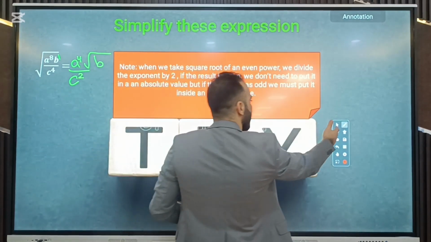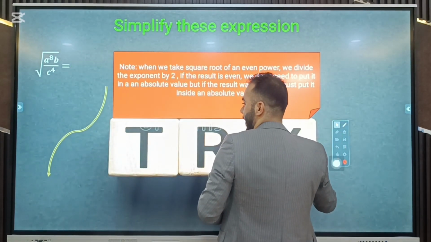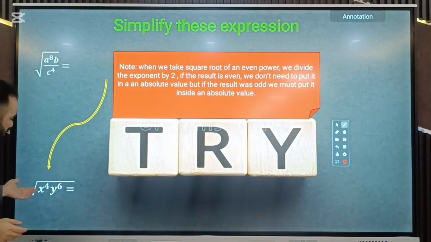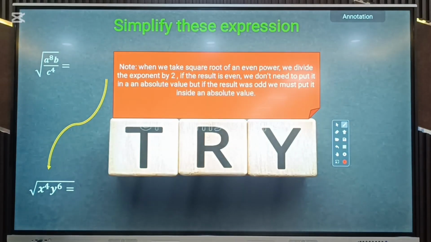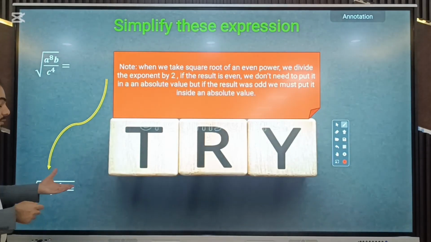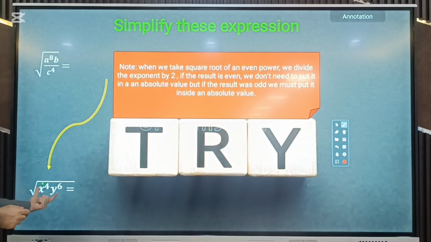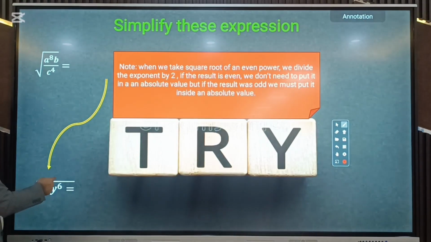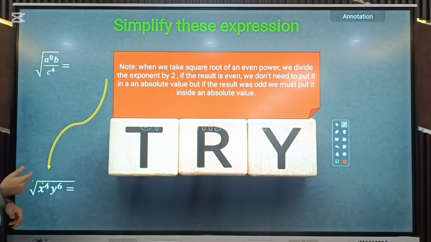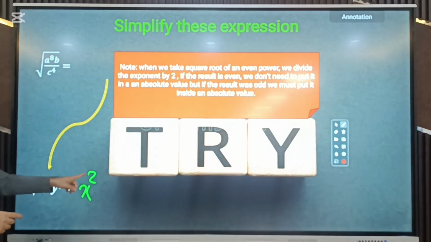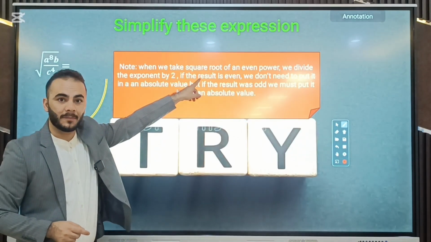But we have a case here. Yeah, we have a beautiful example here. Square root of x to the power of 4, y to the power of 6. In both cases, the exponent is divisible by the index. So if we want to take out this expression from this square root, let's see how we are going to do it. x powered by 4, 4 divided by 2 is 2. The power is even, so x to the power of 2 will remain. Since it's even, we don't need to put it in an absolute value.